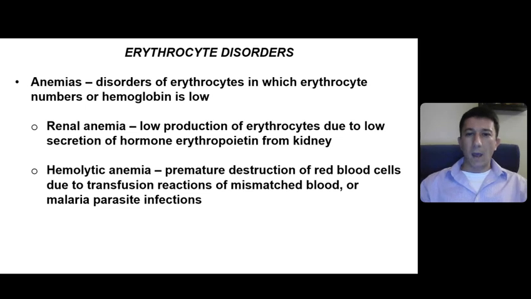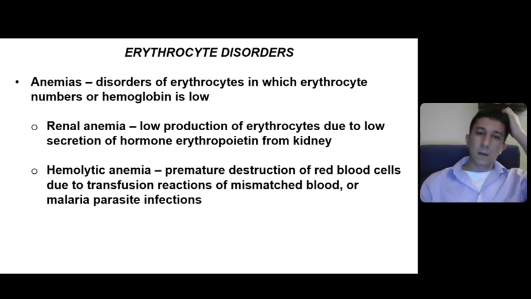We also have renal anemia, which is low production of erythrocytes due to low secretion of a hormone called erythropoietin. Erythropoietin is a hormone that is produced by the kidney, and its job is to essentially stimulate the red bone marrow to produce new erythrocytes. So when production of that hormone is low, that means that the stimulation of the red bone marrow to make new erythrocytes is also going to be low.